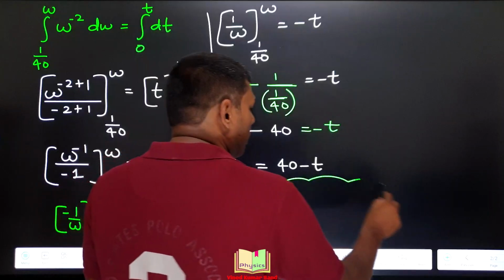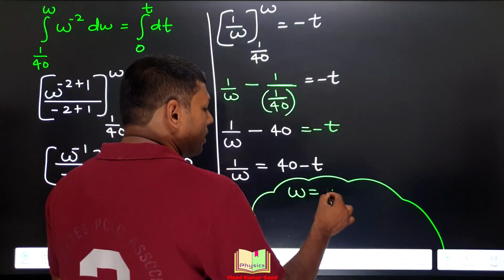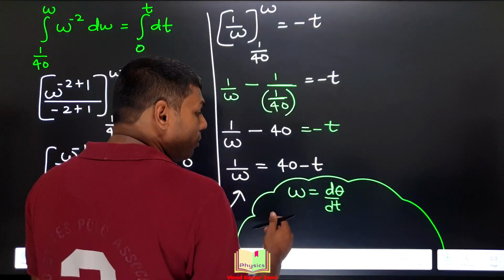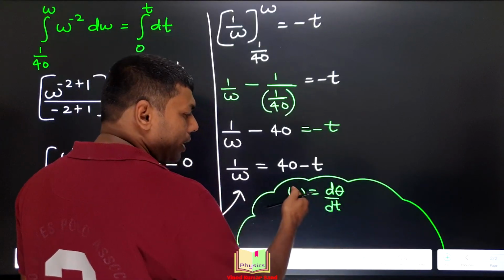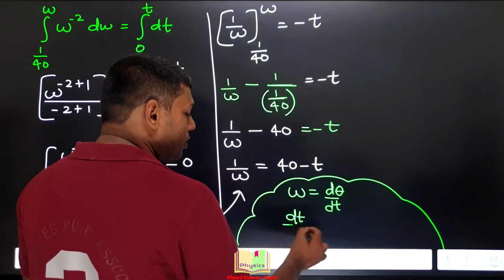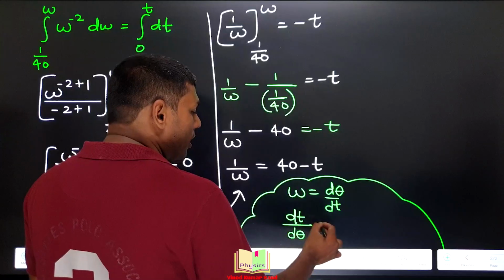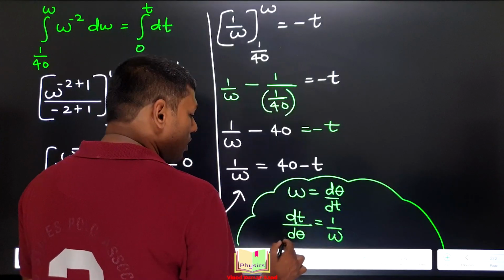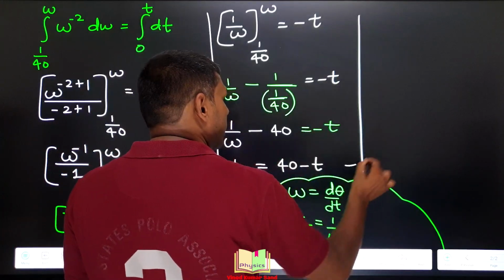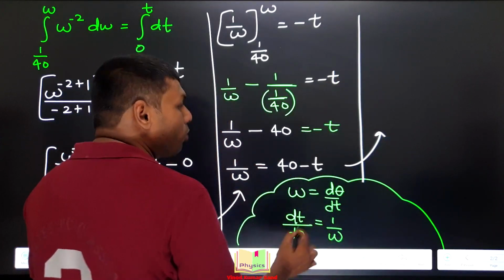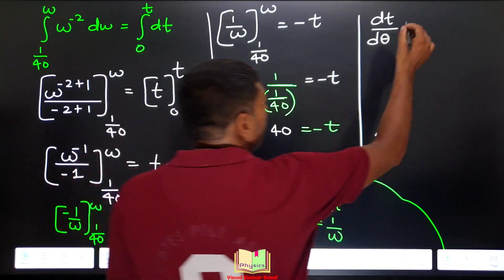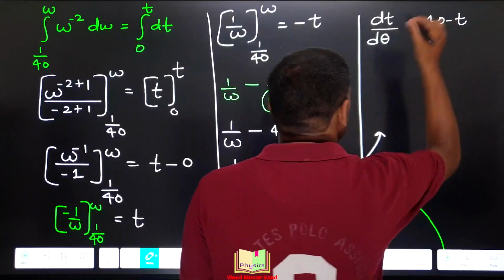We know another thing that omega is d theta by dt. You need 1 by omega. So bring that omega here, bring the dt here, d theta here. Doing that calculation, bringing the dt to the LHS, d theta to the LHS and shifting the omega to the RHS, dt by d theta is 1 by omega. Replacing the data here, taking the calculation further. At the place of 1 by omega, you will put dt by d theta. And then you are left with 40 minus t.